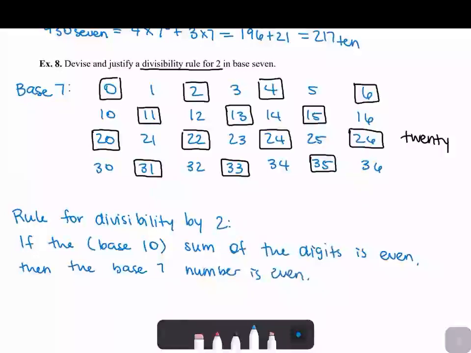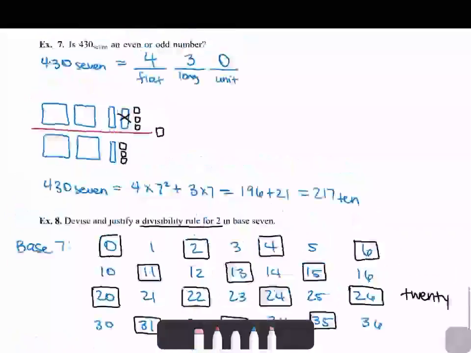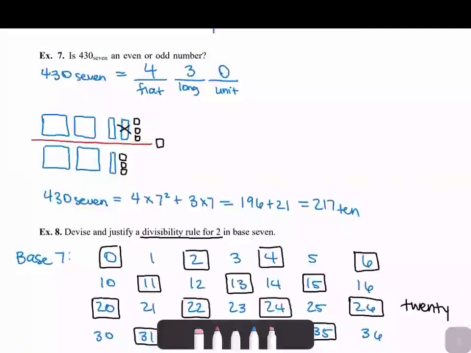0, 2, 4, 6, there's nothing to add up. But in the next row, it's 1, 1, which adds to 2, 1, 3, which adds to 4, 1, 5, which adds to 6. And then the next row, we're back to 0, 2, 4, 6 endings, where we have the first value of 2. So this is a divisibility rule that you can think of. And it does work for this example above, where 4, 3, and 0 add up to 7, which is odd. So that means that number is odd in base 7.